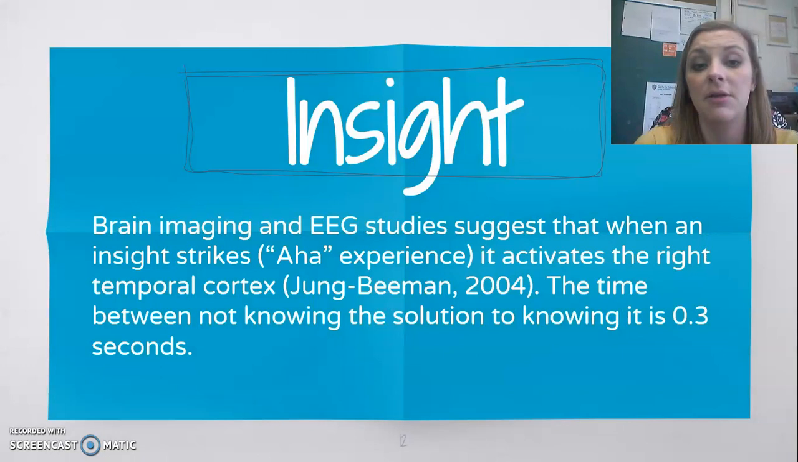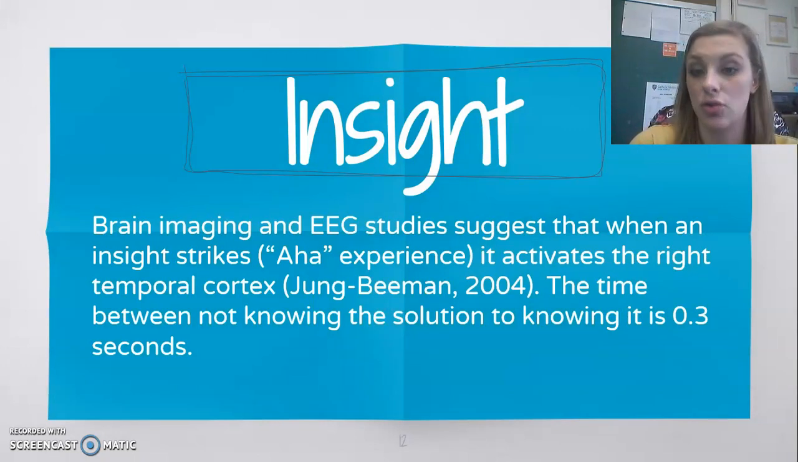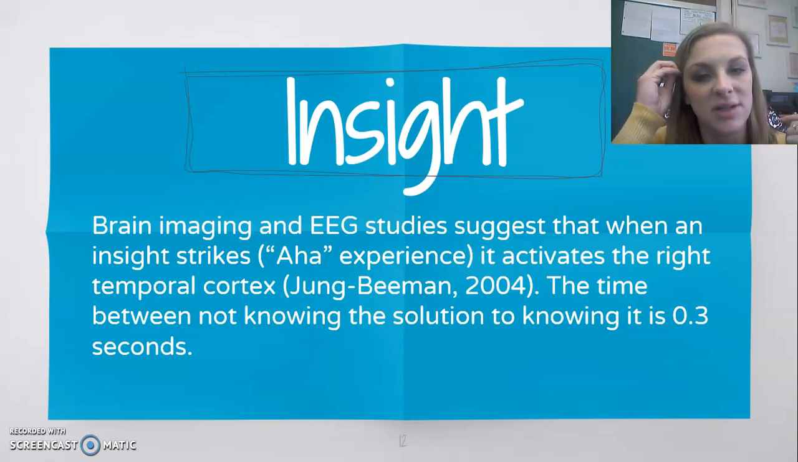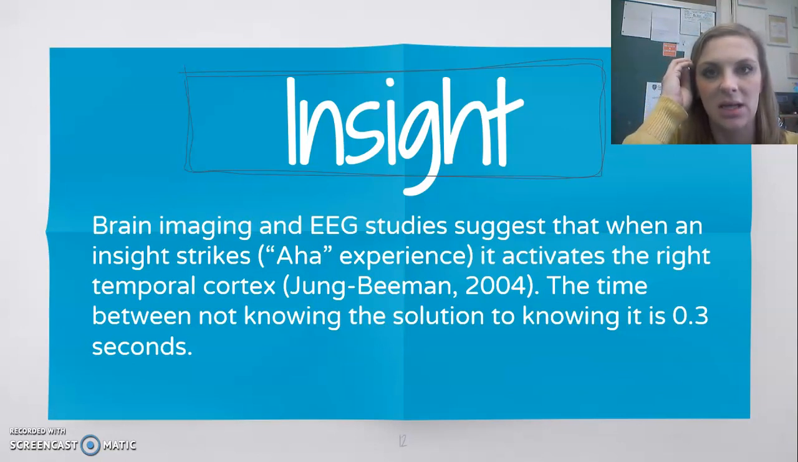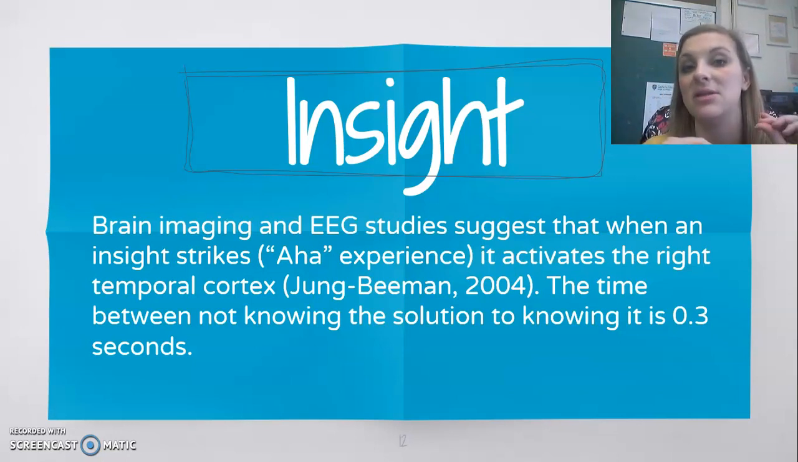We have information that shows us that when this aha moment strikes, our right temporal cortex is activated. And it is the amount of time that we take between not knowing the solution and knowing it is about 0.3 seconds, meaning that aha moment, that insight moment, happens very rapidly once it is activated.